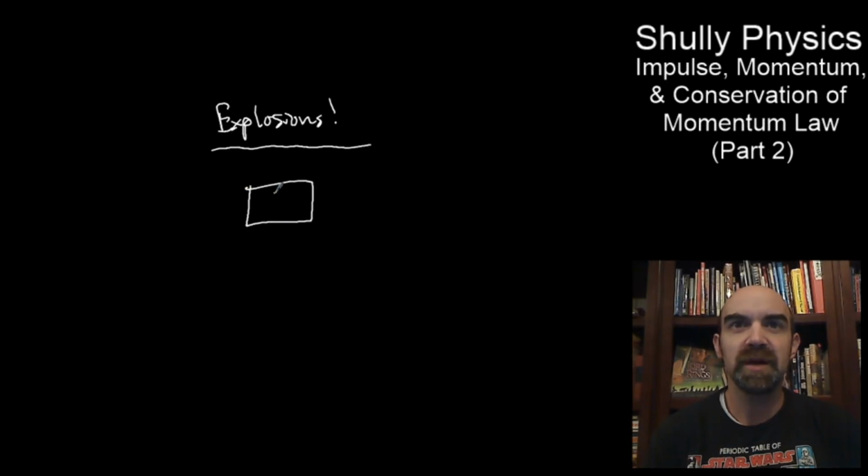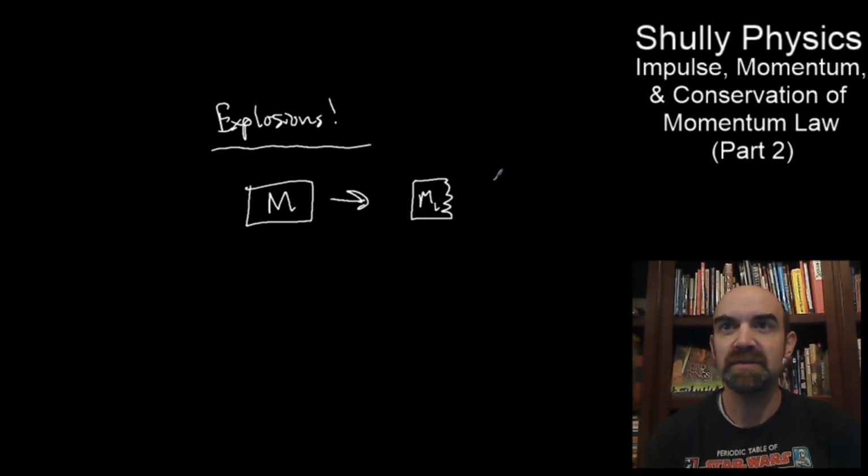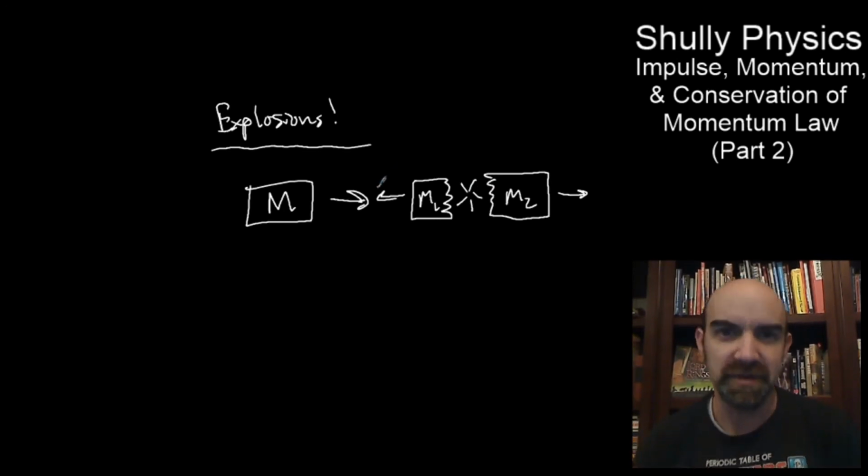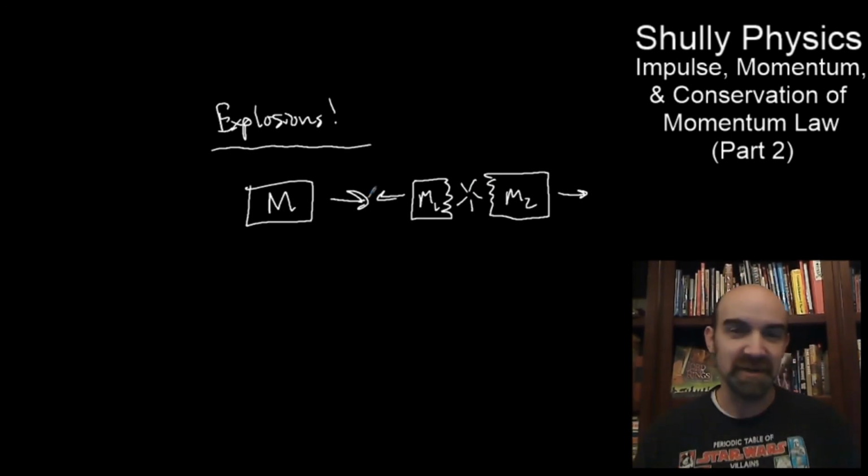And finally, explosions. With explosions, we have one big mass that later on breaks up into two smaller masses, from some kind of event, some kind of explosion type of thing. You know, people can explode. I'm not talking about like exploding people, that's kind of gross. But two people together can explode.